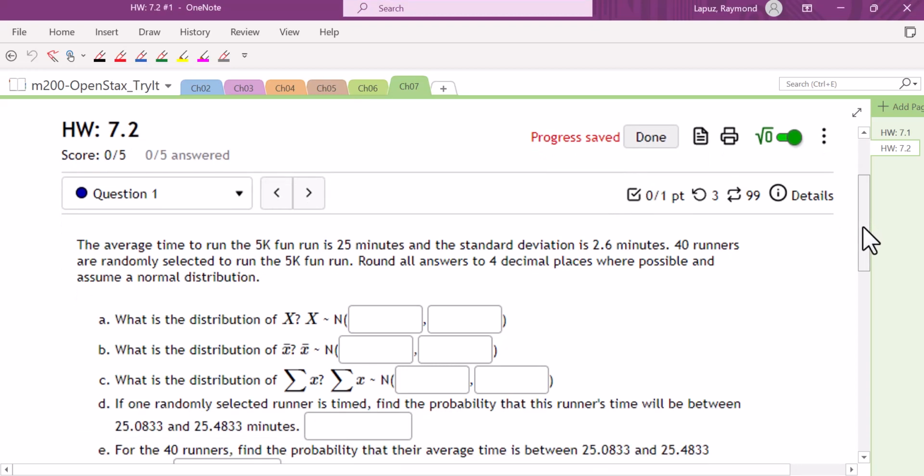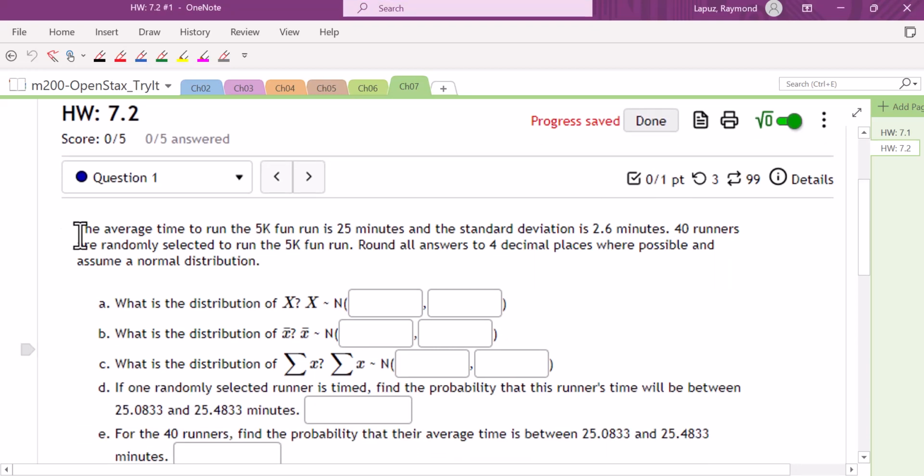In this video, we will do a homework problem from section 7.2. This is problem number 1. It says here that the average time to run a 5K fun run is 25 minutes and the standard deviation is 2.6 minutes. 40 runners are randomly selected to run the 5K fun run. Round all answers to 4 decimal places where possible and assume a normal distribution.